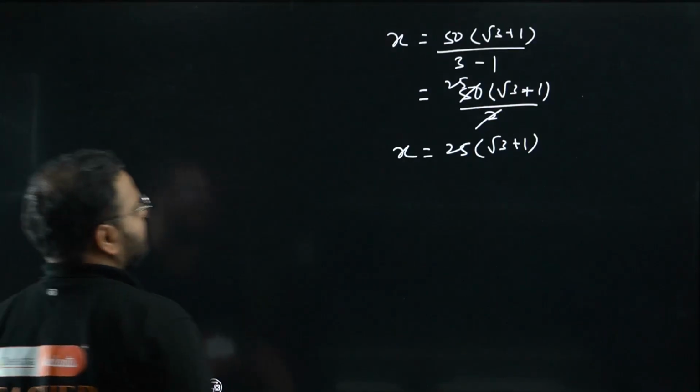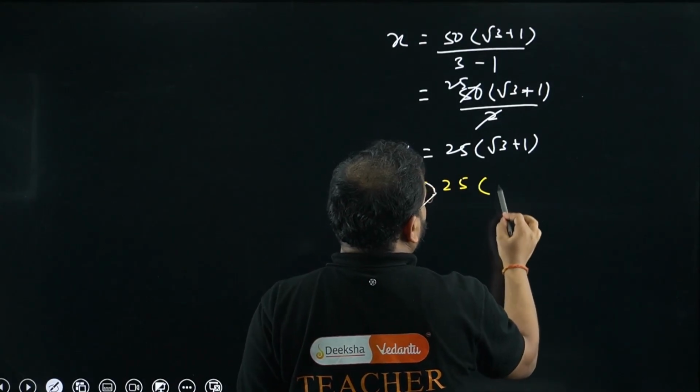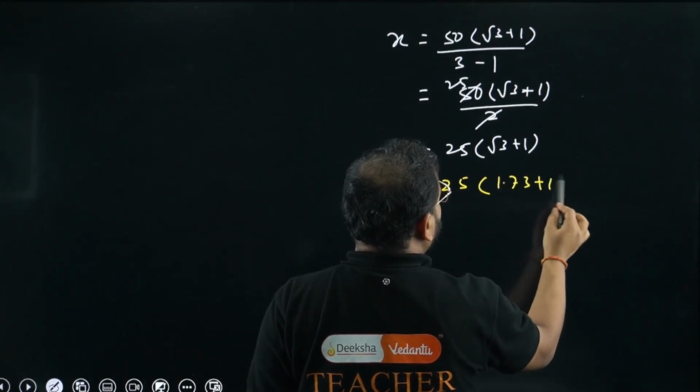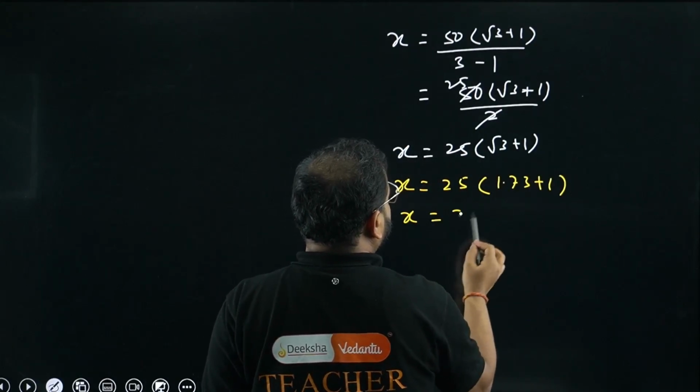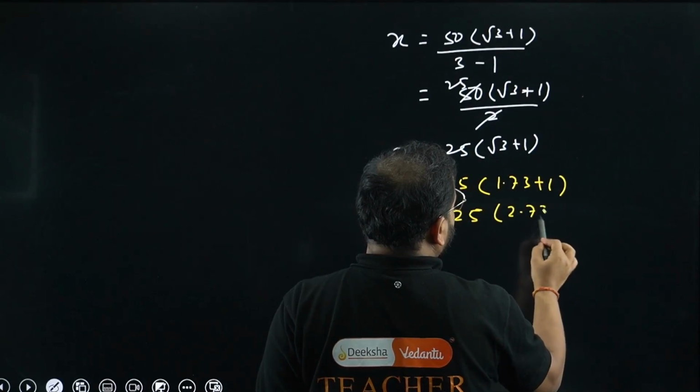1.73. So check this out. I'm getting X equals 25 times (1.73 plus 1). How much is that? X equals 25 times, what is that, bacha? It's going to be 2.73.